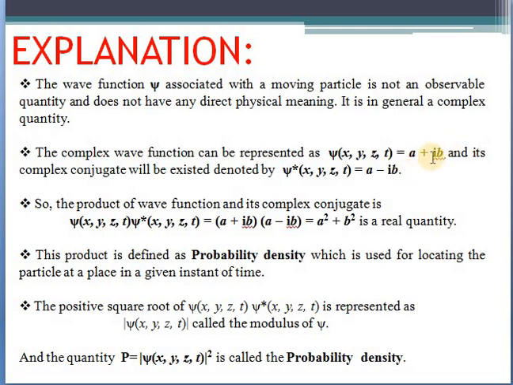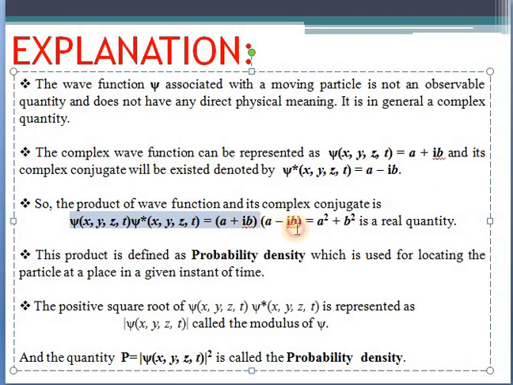Since it is a complex function, it does not have any physical meaning, so we will consider the complex conjugate of psi, which is represented by psi star, that is a minus ib. The product of psi and psi star is given by a plus ib into a minus ib, which is equal to a square plus b square. If you solve it, you will come across a square.